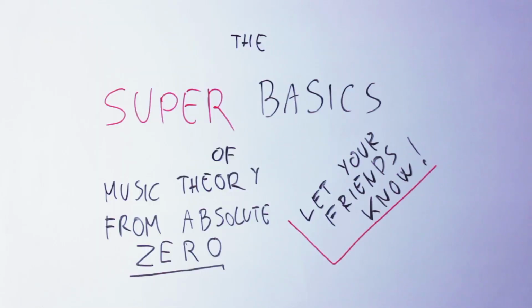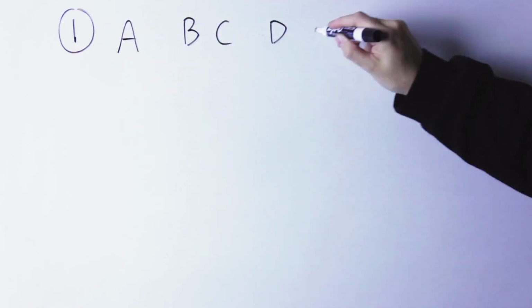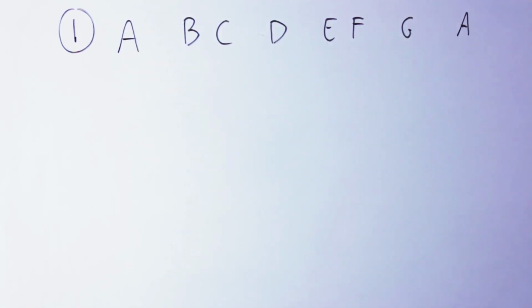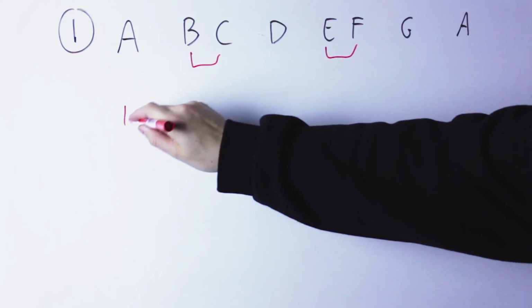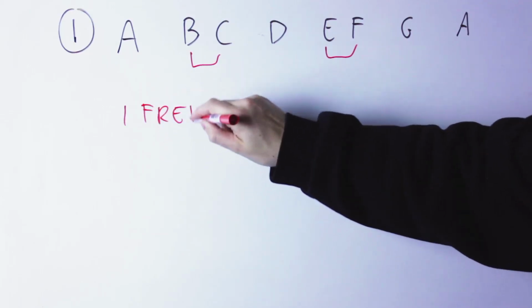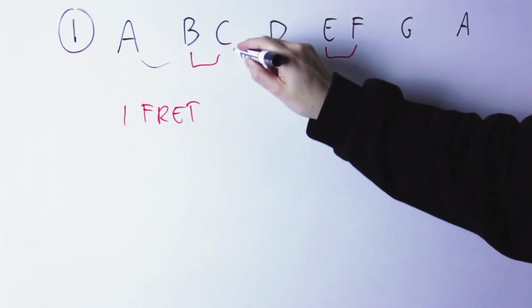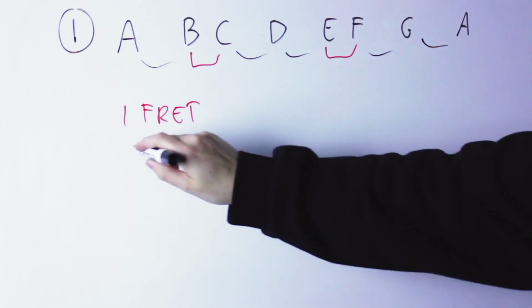So here are the super basics of music theory. Super basic number 1. There are 7 notes, A, B, C, D, E, F, G. But the distance between those notes is not the same. Specifically, the distance between B and C and the distance between E and F is 1 fret on your guitar, while the distance between all the other notes is 2 frets on your guitar.